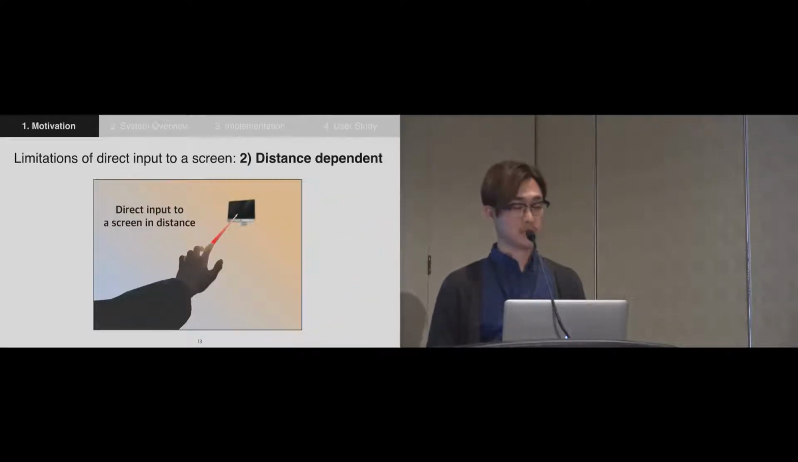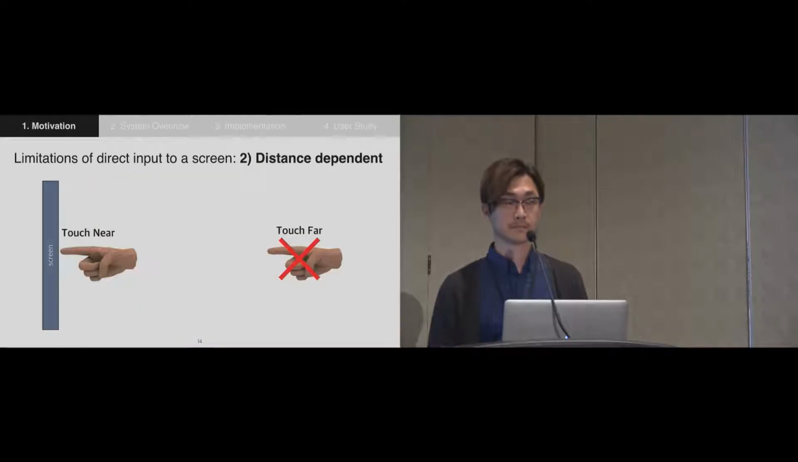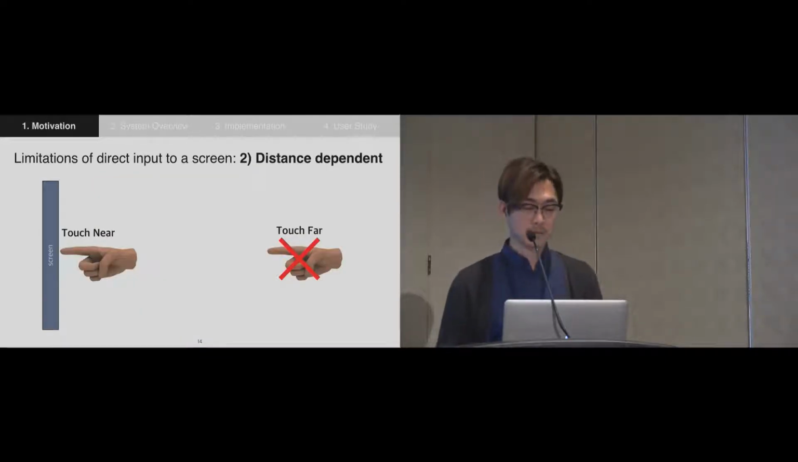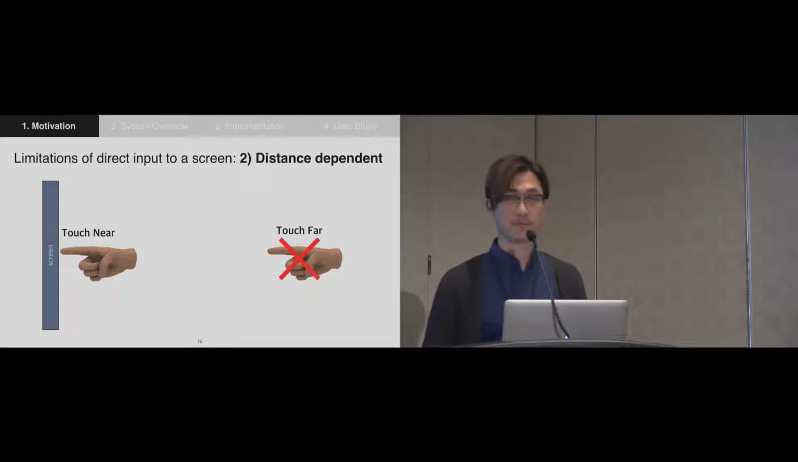The second limitation is that direct input methods are highly affected by the distance between the user and the screen, because this method requires a user to input directly on the screen with his or her body. For example, touch input is only available at a close distance where a user can reach the screen. It cannot be used for interacting with screens at far distance.